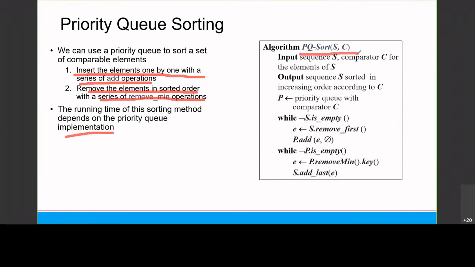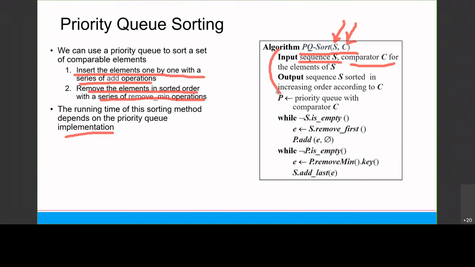PQ-Sort(S, C). What is S? S is the sequence. What is C? We call C a comparator. So C is the comparator and S is the sequence. Whenever you create your algorithm, I guess you will need this: what is the input and what is the output?